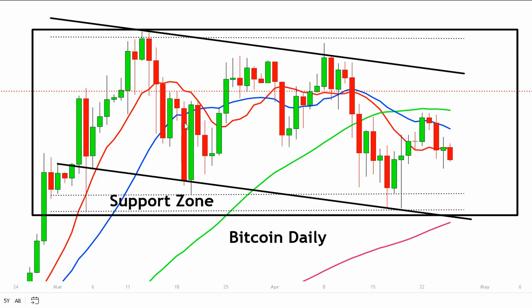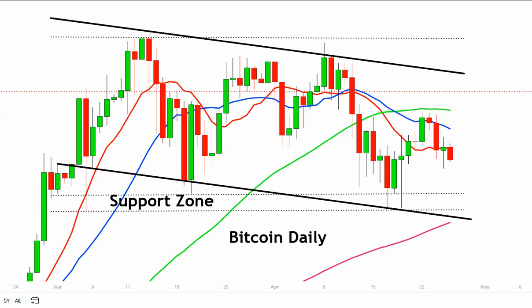If we bounce off of it and this potential trend line here, then you potentially could see a move back up to break this trend line right here. So again, Bitcoin follows the 100 period moving average. The 100 period moving average marks the trend for Bitcoin. Probably going to gravitate back towards it.